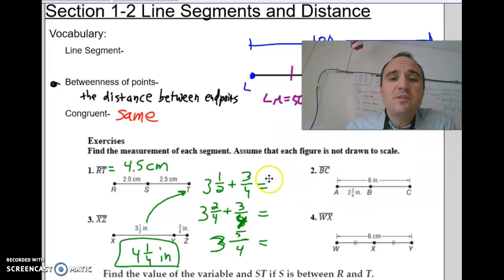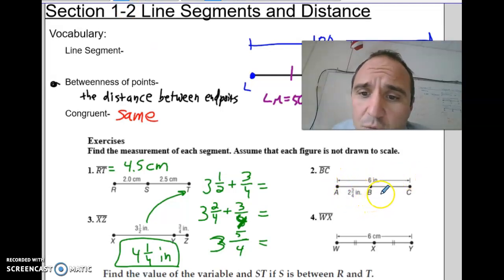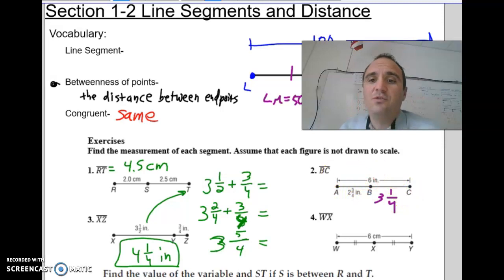So then we went over some examples. So we have this one, 2 and 2.5 is all of our RT, so 4.5. And the same idea over here. We have a partial example here. We have the whole length of 6 and 2 3/4. We could just say that this is 3 1/4, because 3 1/4 combined with 2 3/4 gives you 6.